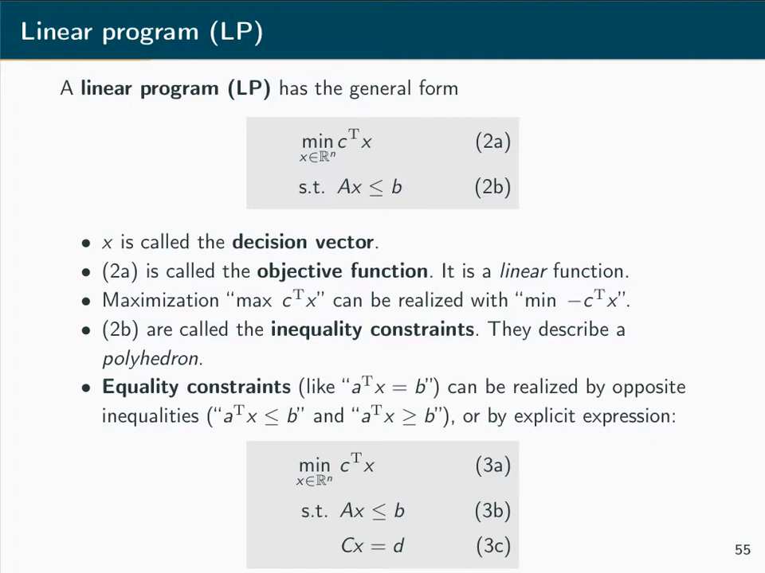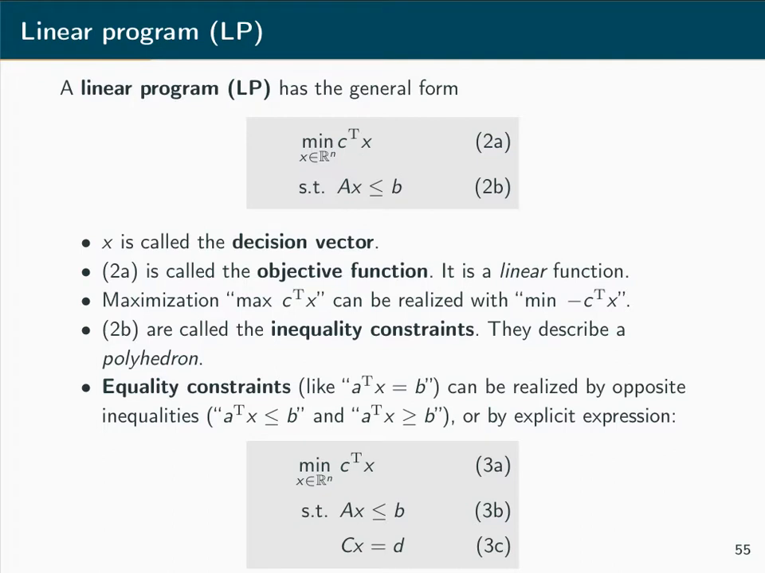In this linear program, which is also known as an LP, x is called the decision vector. It's the unknown of the LP and needs to be computed. The first expression is called the objective function, since it's an inner product of x with another vector c. It is a linear function.